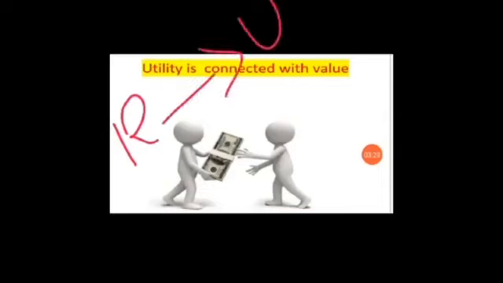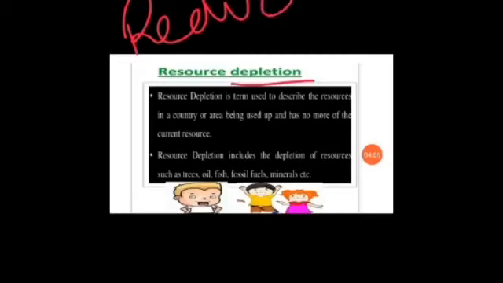Now, resource depletion. What do you mean by depletion? Depletion means reduction, or you can say decrease, lowering. Okay? Resource depletion is a term used to describe the resources in a country or area being used up, with no more of the current resource left. Resource depletion includes the reduction of resources such as trees, oil, fish, fossil fuels, minerals, and many more things.